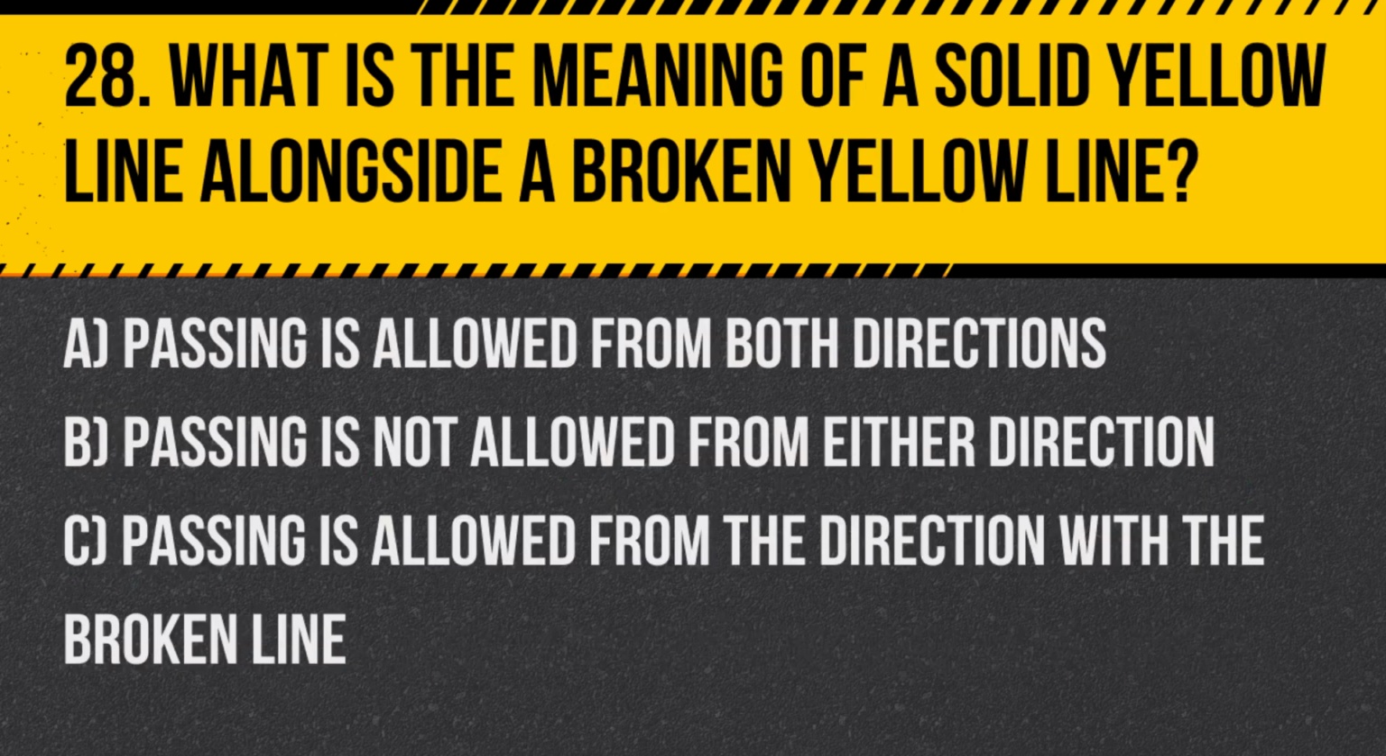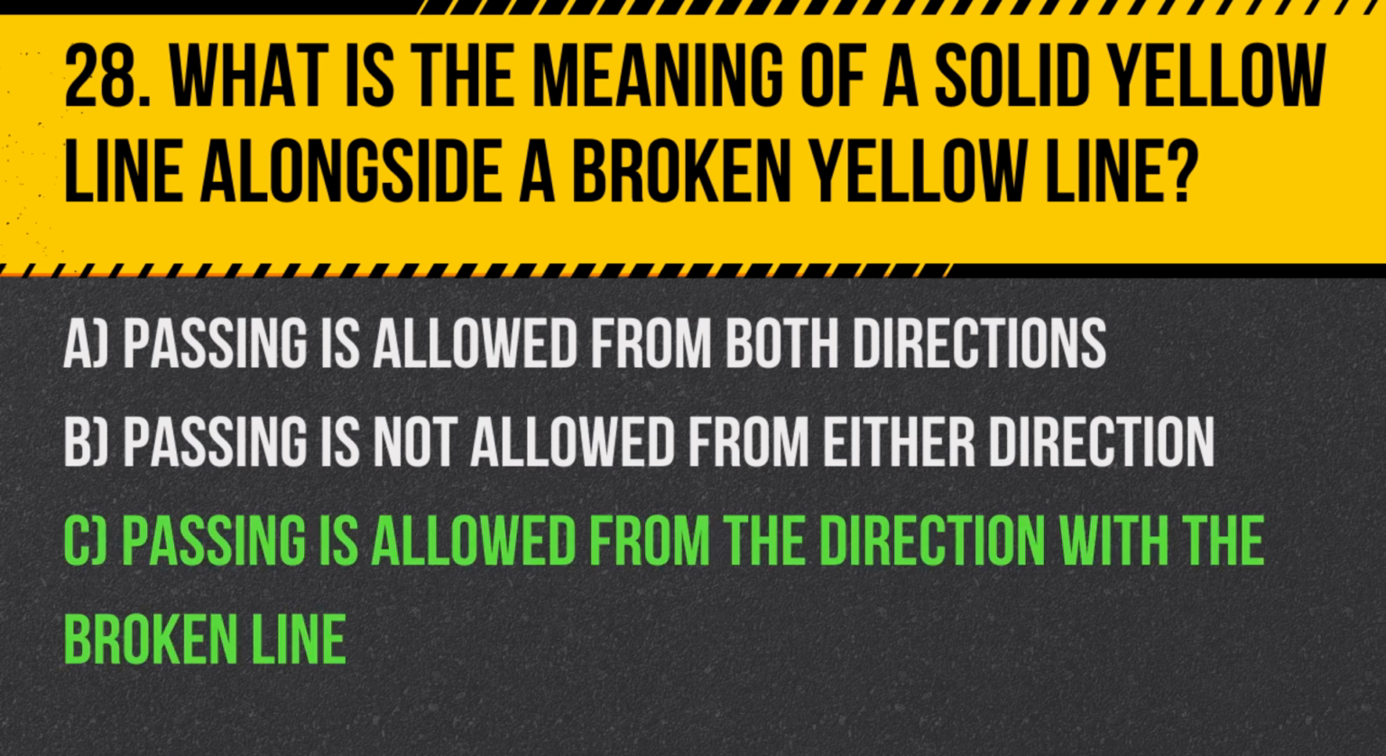Question 28. What is the meaning of a solid yellow line alongside a broken yellow line? A. Passing is allowed from both directions. B. Passing is not allowed from either direction. C. Passing is allowed from the direction with the broken line.